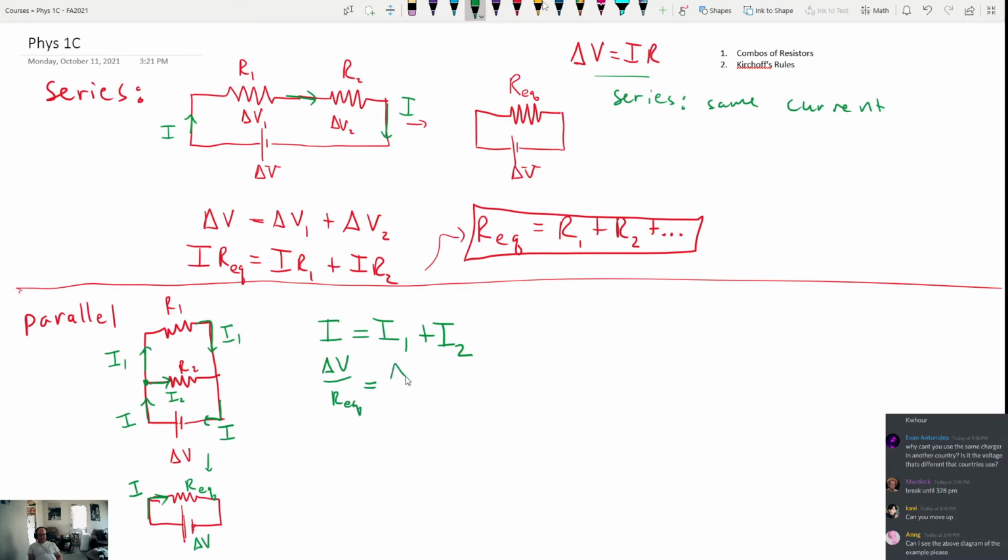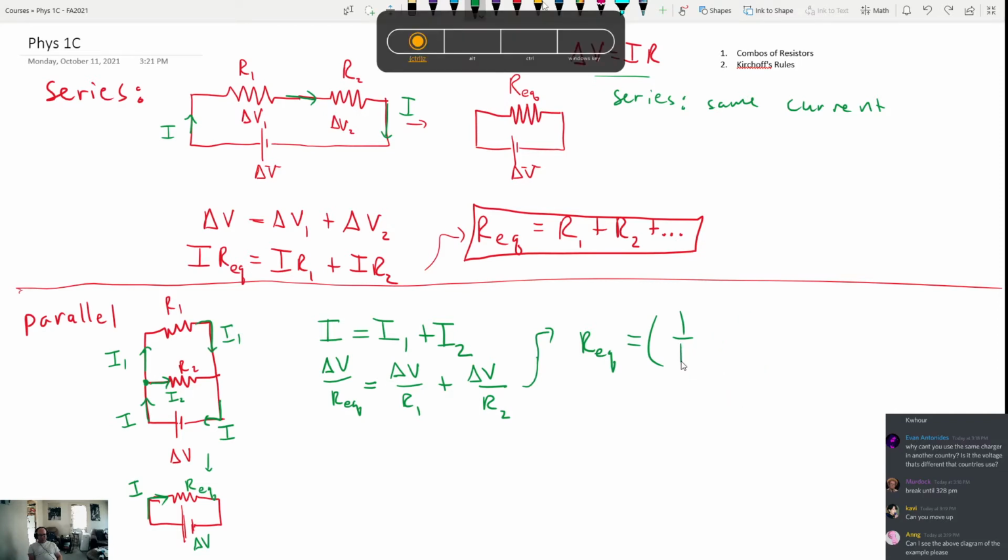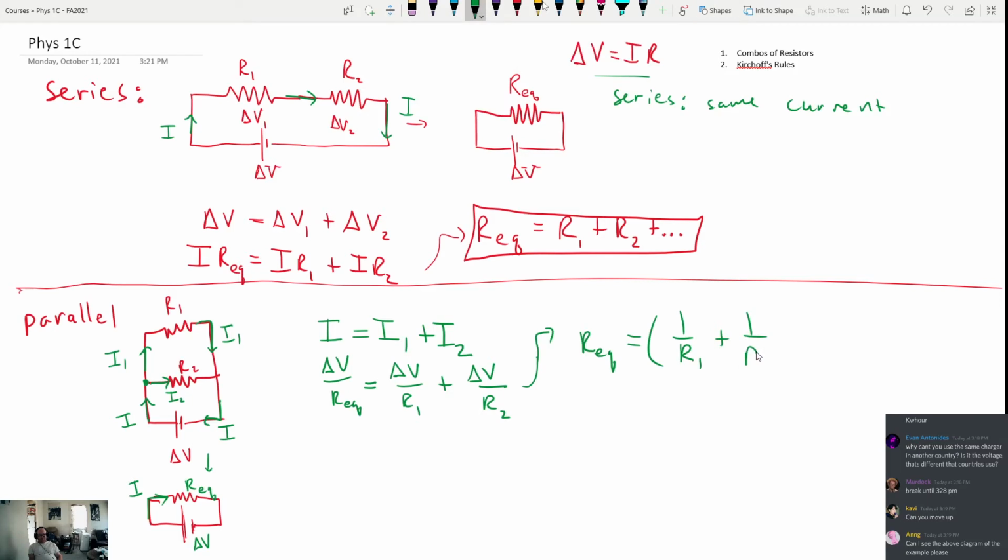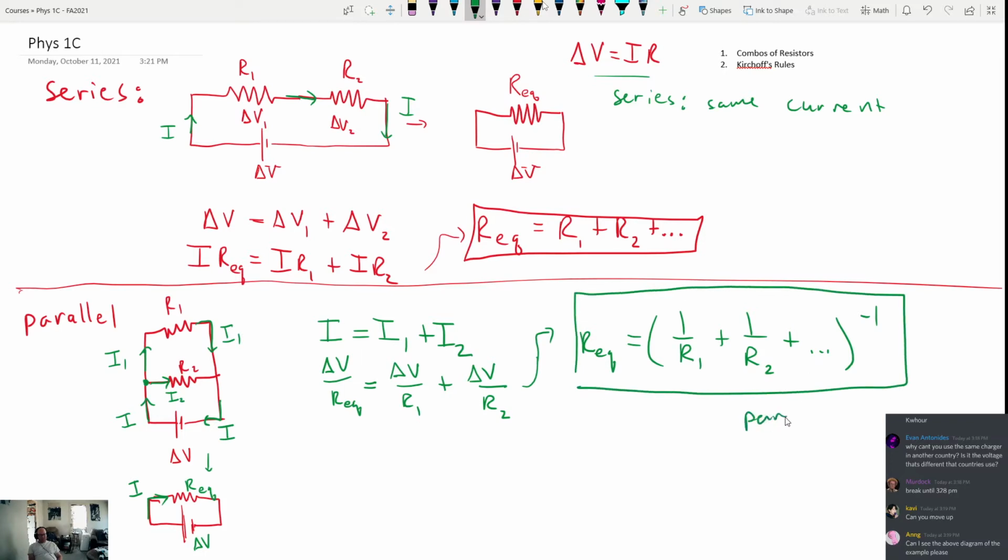For I1 we would write delta V divided by R1, and since they all have the same voltage, also for I2 we're going to write delta V divided by R2. And that allows us to say that if we cancel out all the delta V's, our equivalent resistance is found by taking 1 over R1 plus 1 over R2 plus dot dot dot, to the negative 1. Boy, those look like K's, don't they? And that'll allow us to do resistors in parallel and resistors in series. And we'll do an example here.